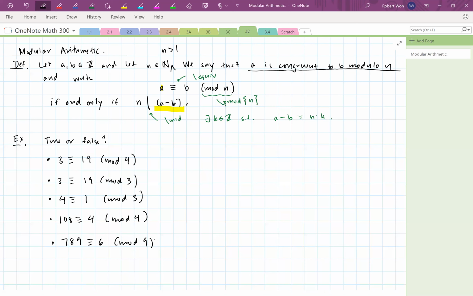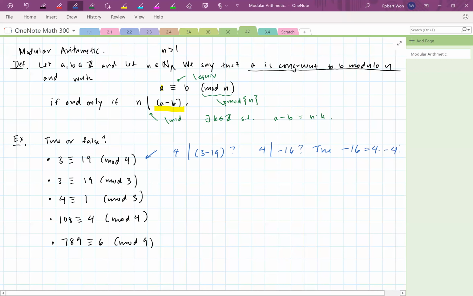Okay, so what do these things mean? Again, we've just defined what the symbol means. So 3 will be congruent to 19 modulo 4 if and only if 4 divides 3 minus 19. So does 4 divide 3 minus 19? Well, 3 minus 19 is negative 16. So does 4 divide negative 16? The answer is this is true since negative 16 equals 4 times negative 4. So because 3 minus 19 is a multiple of 4, we say that 3 is congruent to 19 modulo 4.